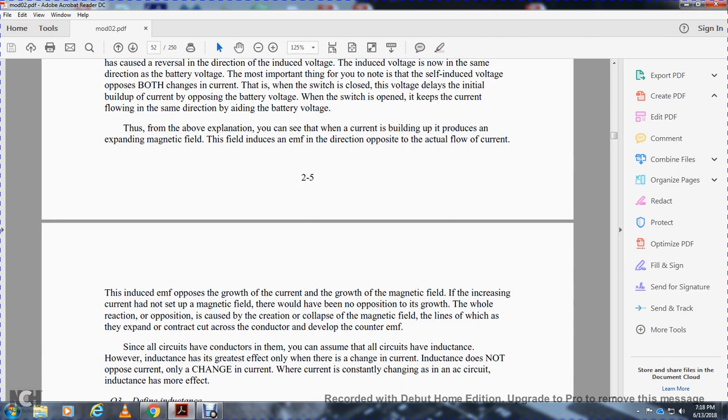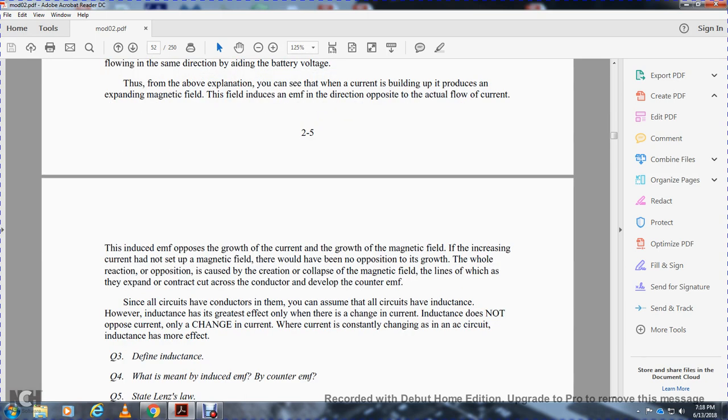This opposition is caused by the creation and collapse of the magnetic field. The lines of force expand, contract, cut across the conductor and develop the counter EMF. Small circuits have conductors in them. You can assume that all conductors have inductance.